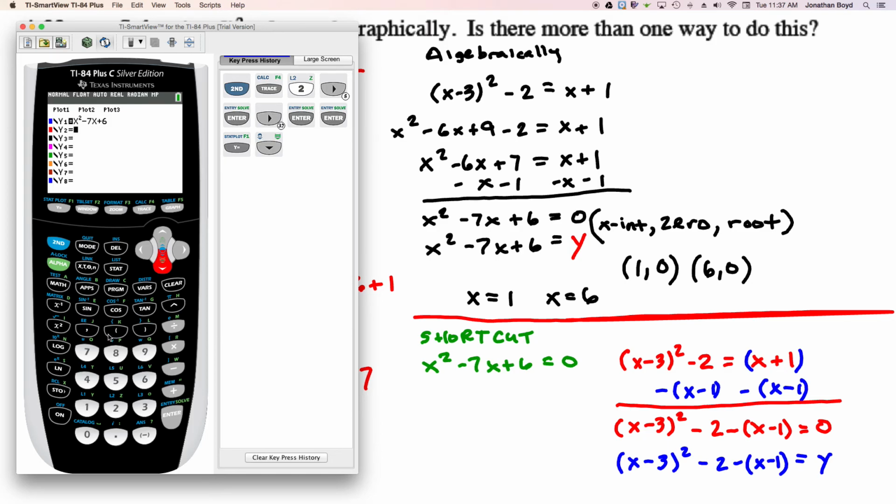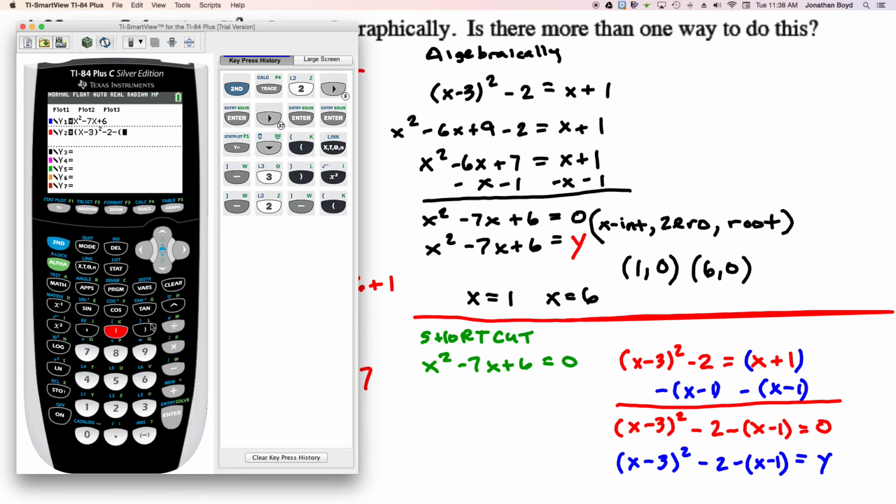I'm going to say x minus 3 squared minus 2, and then we're going to subtract the quantity. It is important that we keep everything together. So we have minus x minus 1. Take it there and we graph it, and you're going to see we get the exact same equation we were supposed to. What happened? What did I do wrong?